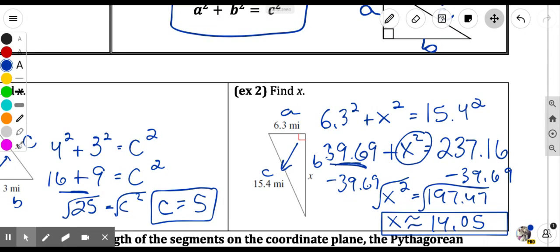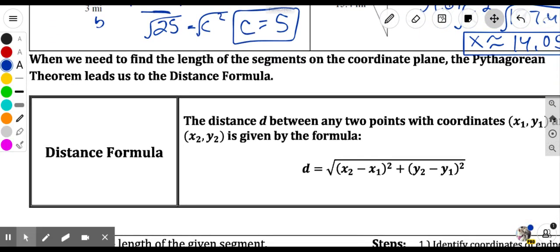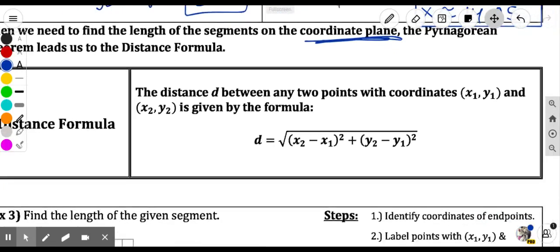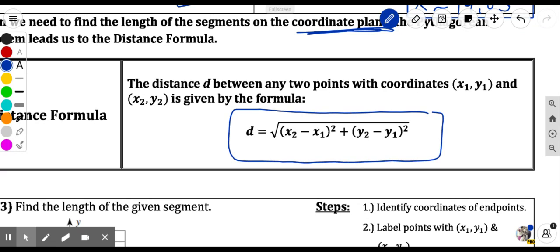Okay. The next thing we're going to talk about is distance formula. So if we have to find lengths of segments on the coordinate plane, remember coordinate plane is like x and y axis, right? The Pythagorean theorem actually leads to something called the distance formula. So distance formula, again, is something that's sort of used a lot throughout geometry. This is the distance formula right here. It is something you'll have to remember at some point.